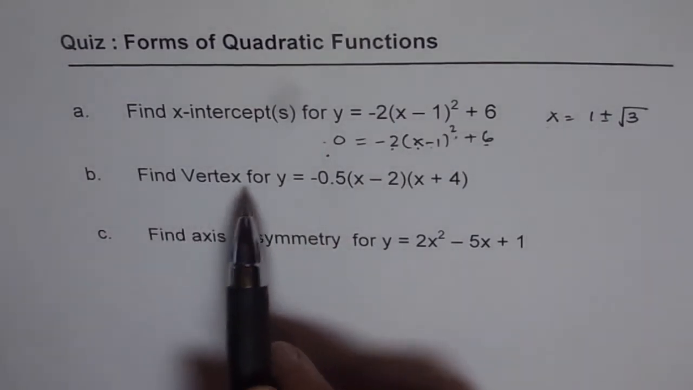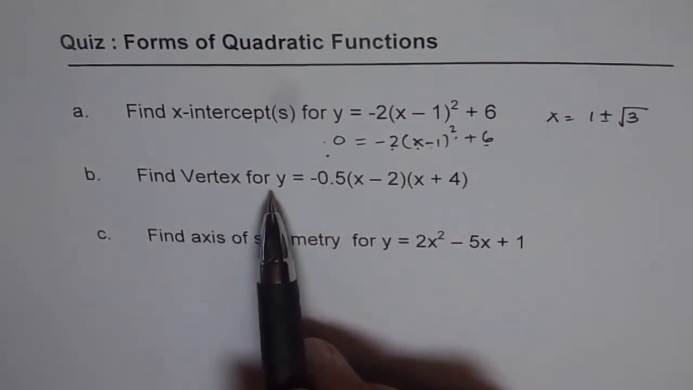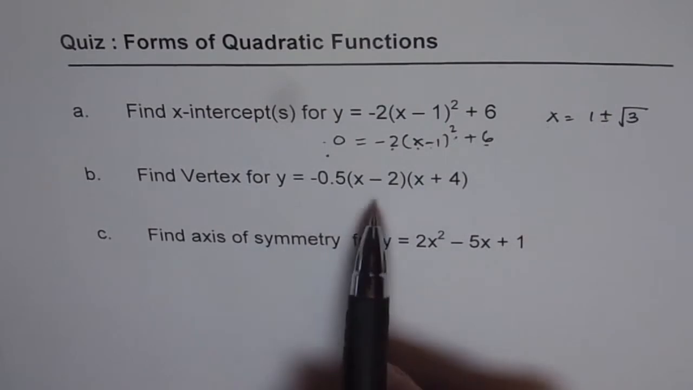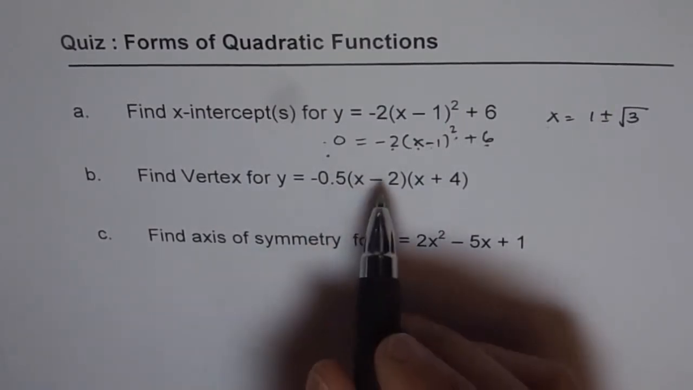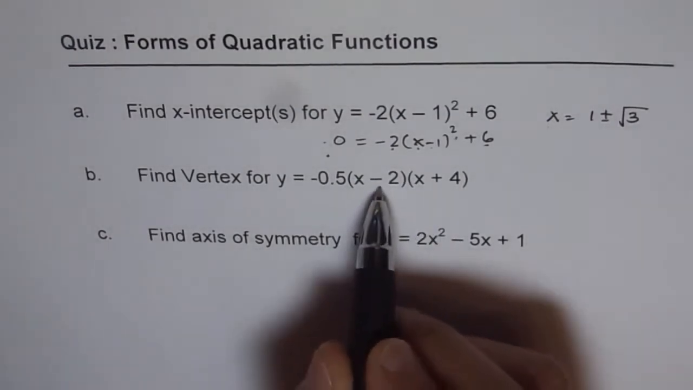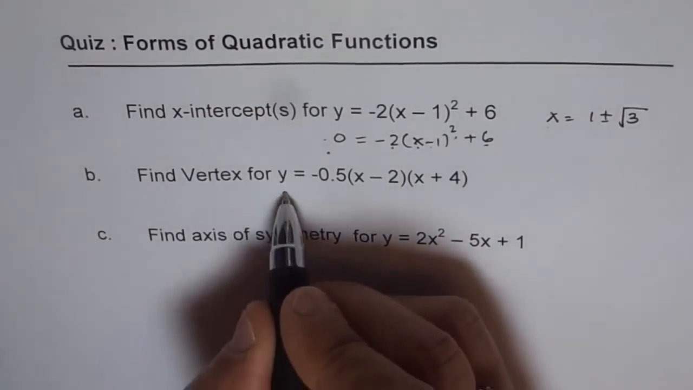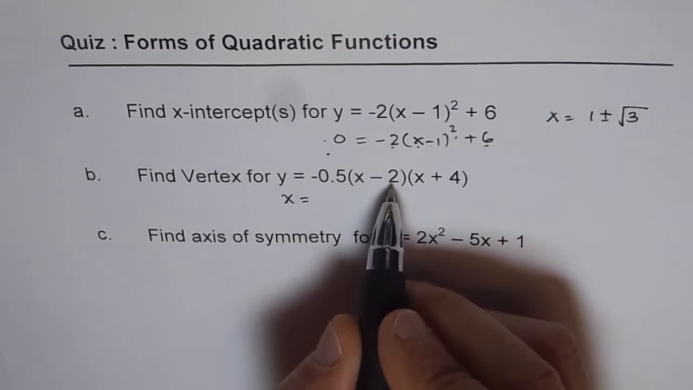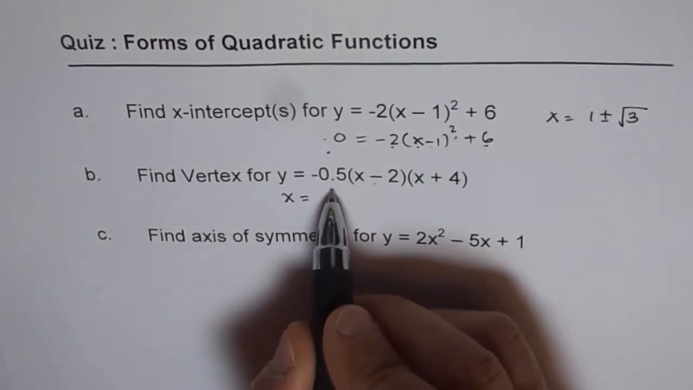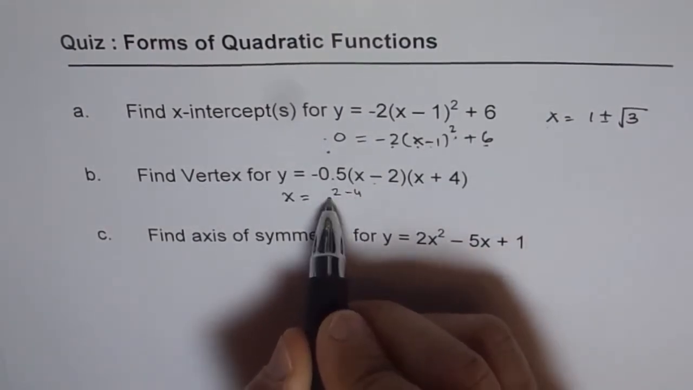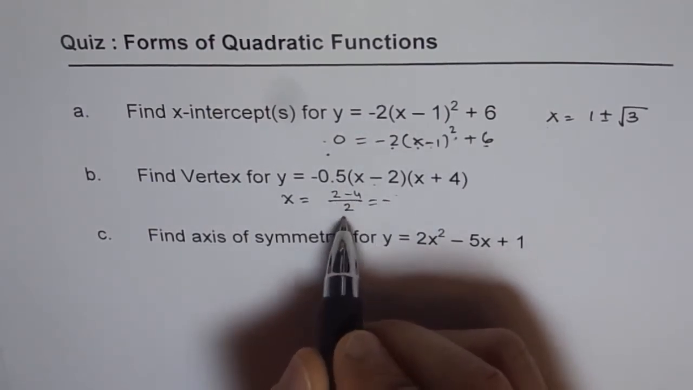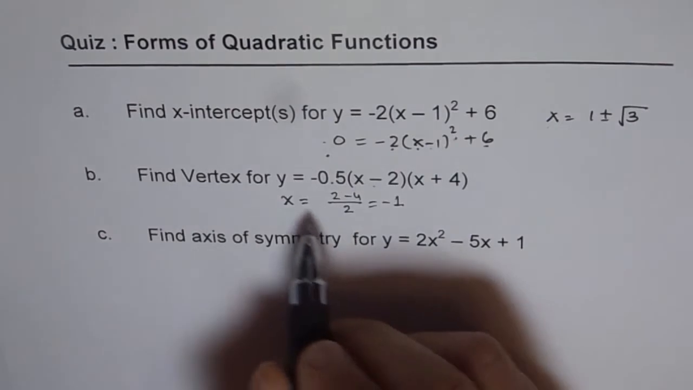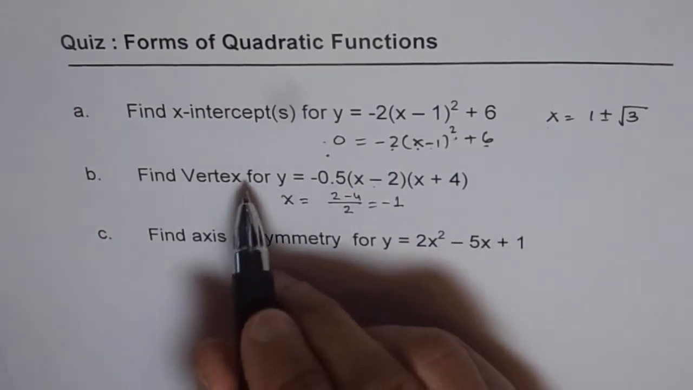The next one is to find the vertex. When we are trying to find the vertex, we are trying to find both the x coordinate and the y coordinate. Don't leave it at x. So the x coordinate will be the axis of symmetry basically. So you do x equals add the roots. This will be 0 at 2 and this will be 0 at minus 4. Just add them, divide by 2. So you get minus 2 by 2, which is minus 1. So at x equals minus 1, you have the vertex.